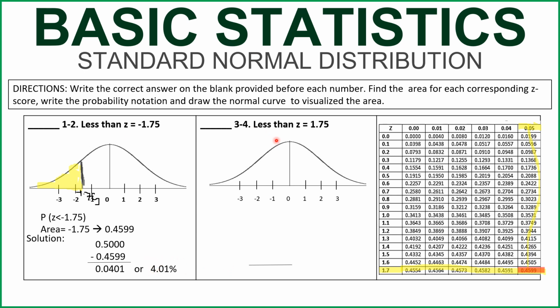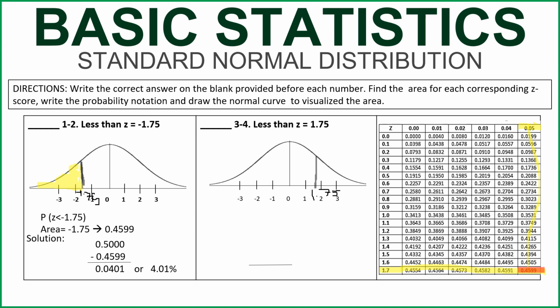So over here, how about this? Less than z equals 1.75. So this time around, it's positive 1.75 and it's between 1 and 2, of course. So assuming that that is 1.75, do not forget to write 1.75 here at the top. Sorry for the way I write because I'm only using a mouse.